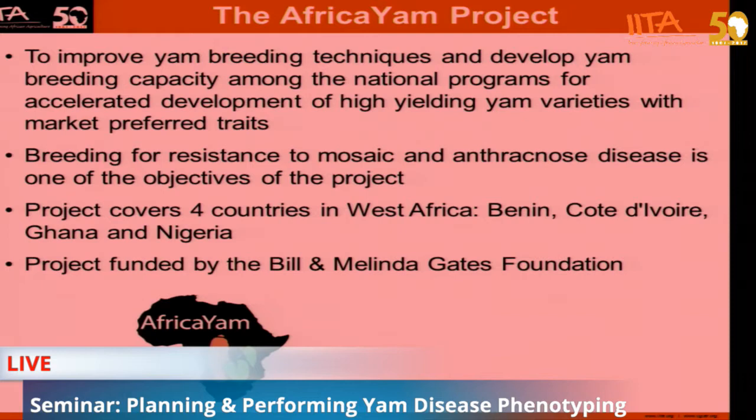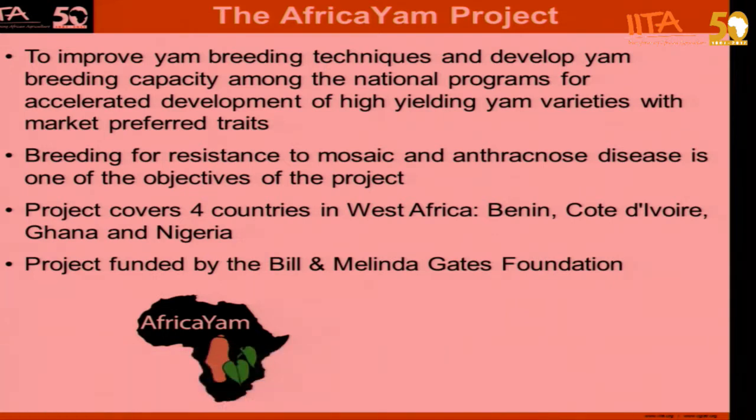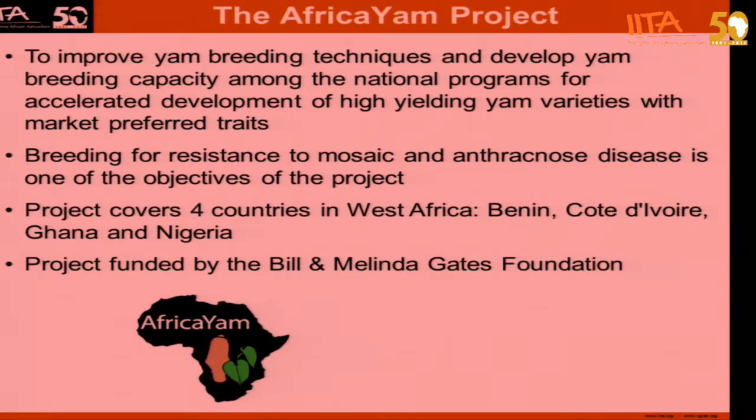What is the African Yam Project all about? The African Yam Project was set up so that we can improve yam breeding techniques and develop yam breeding capacity among the national programs for accelerated development of high-yielding yam varieties with market-preferred traits, that is yam with very high quality. Breeding for resistance to mosaic and anthracnose disease is one of the objectives of the project. The project covers 4 countries in West Africa: Ghana, Nigeria, Benin, and Cote d'Ivoire. The project is funded by the Bill and Melinda Gates Foundation.